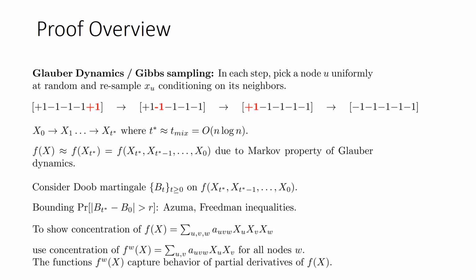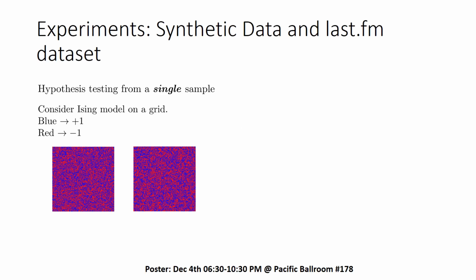argument for the proof. We explore applications of our result to the problem of hypothesis testing. Unlike the standard setting where we have access to multiple samples, we study testing using a single sample from a well-structured distribution, for example, the Ising model on a grid.